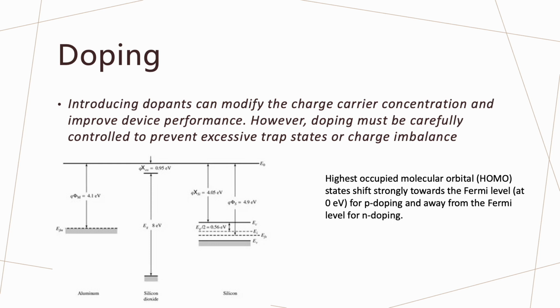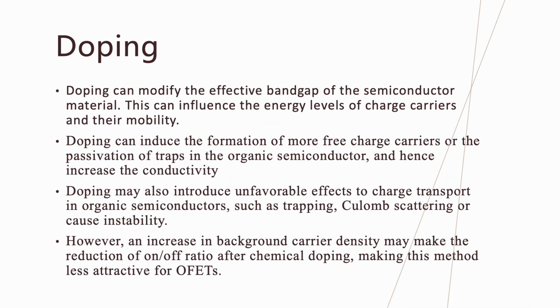Doping can shift the Fermi level towards the HOMO for P doping and away from it for N doping. Introducing dopants can modify the charge carrier concentration and improve device performance. However, doping must be carefully controlled to prevent excessive trap states or charge imbalance. Doping can modify the effective band gap of the semiconductor material. This can influence the energy levels of charge carriers and their mobility.